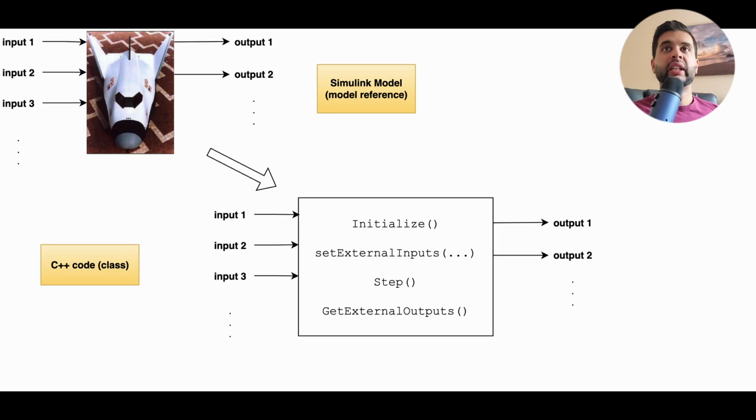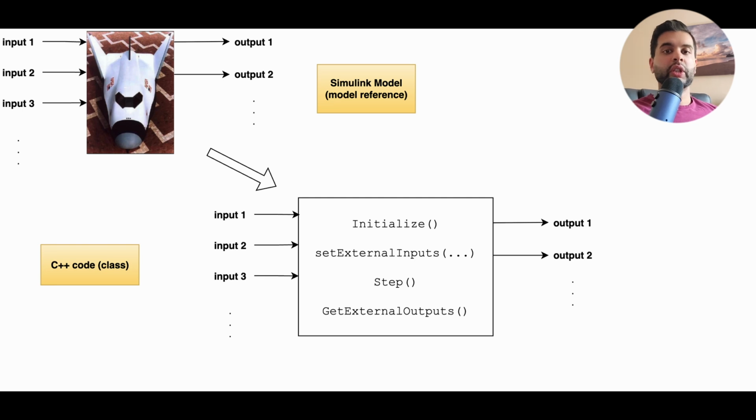Let's begin. Let's say you have made a Simulink model. So this can be a flight control system design. It can be some aerodynamics toolbox. It could be some flight simulation. You have a bunch of inputs and a bunch of outputs, right? The idea is that you have to convert your Simulink code into a C++ file.